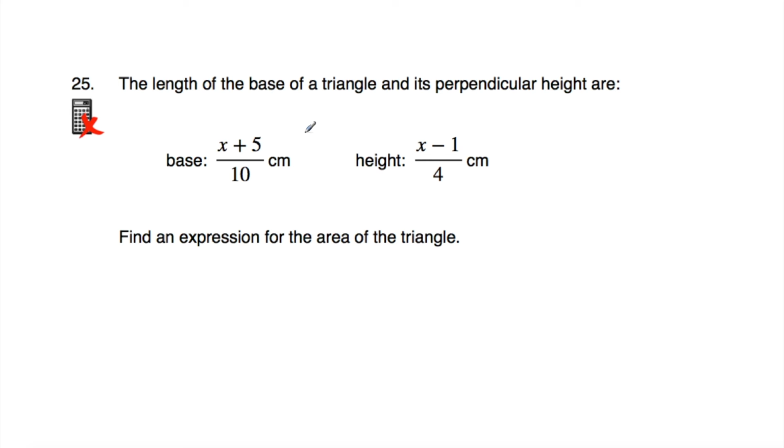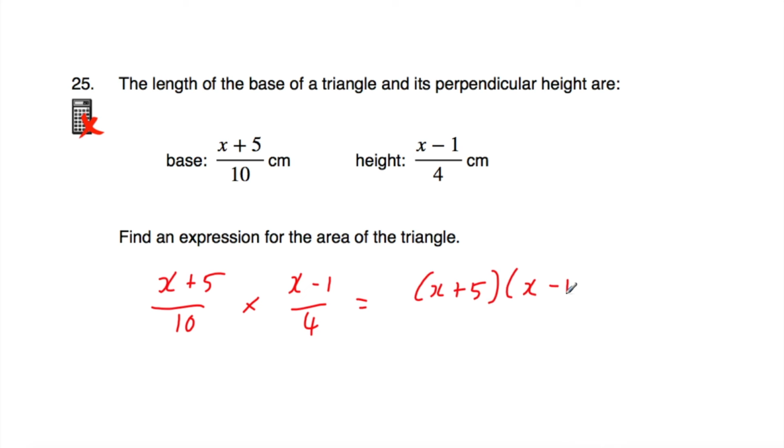So let's do that. So let's do the base times height first of all. So we're going to take the base, which is x plus 5 over 10. We're going to take the height, which is x minus 1 over 4. And we're going to multiply them together. So to multiply these together, we can multiply the numerators. So that'll be x plus 5 in brackets and then x minus 1 in brackets. And then on the denominator, we just multiply the two denominators together. 10 times 4 is 40. And that's it. So that's what we get when we do the base times the height.